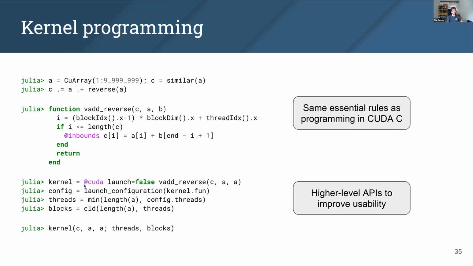And then you can use that kernel object to introspect, for example, the amount of threads and blocks you should ideally launch for this function and for your device. And then we can use that by calling the kernel function, passing the thread and block count as keyword arguments. But this is a general thing we do all the time in CUDA.jl. We take the CUDA APIs, we retain the flexibility, but we try to repackage it slightly to get the benefits from a high-level programming language.